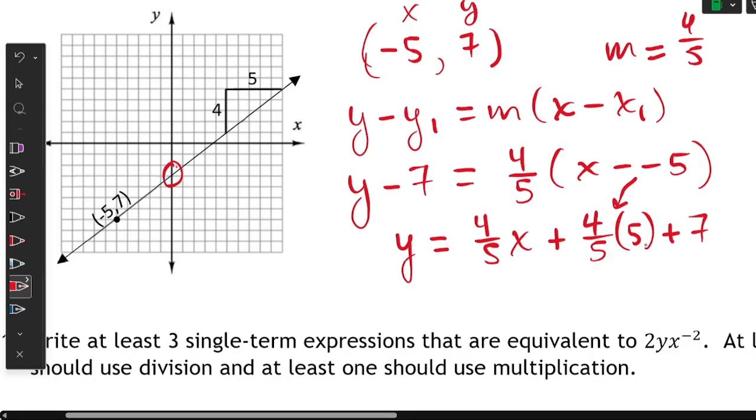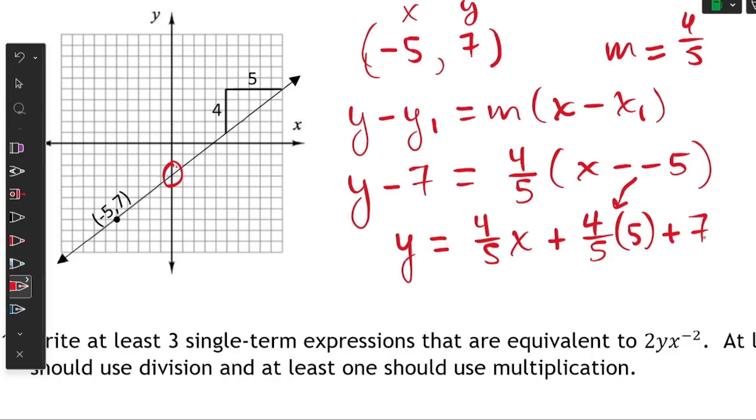4/5 times 5 is just 4, 7, 8, 9, 10, 11. So this becomes... really? I have to be wrong. There's no way this is correct. y = 4/5 x... because this would be 4 plus 7, 7, 8, 9, 10, 11. There's no way the y-intercept's at 11. I have to be wrong.